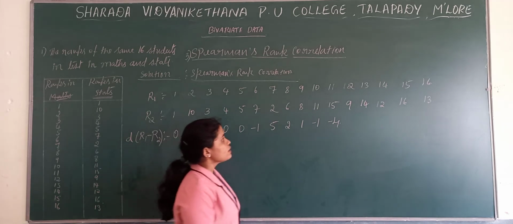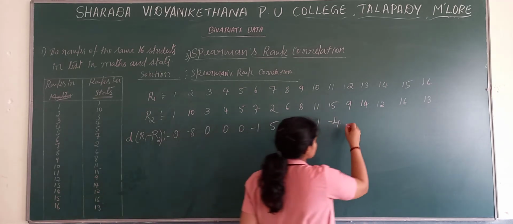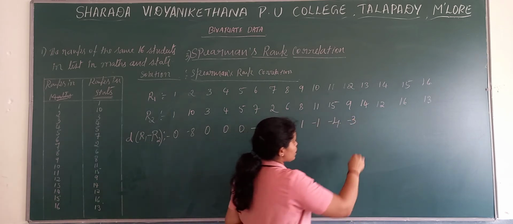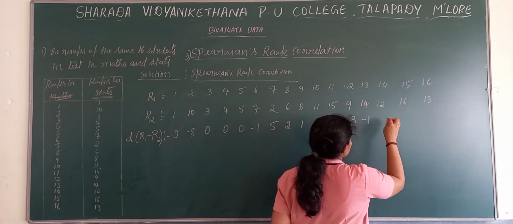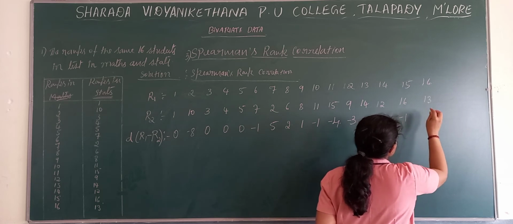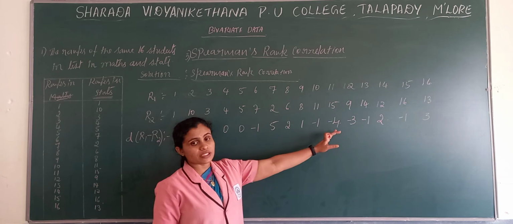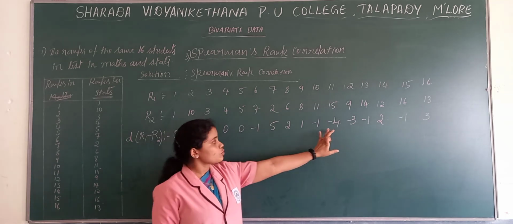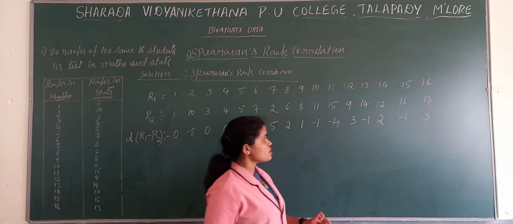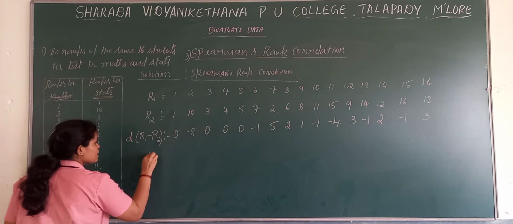Then 12 minus 9, there you get 3. 13 minus 14, minus 1. 14 minus 12, 2. 15 minus 16, minus 1. 16 minus 13, that is 3. Sorry, here it is positive 3. Now, next we need to prepare the D square.